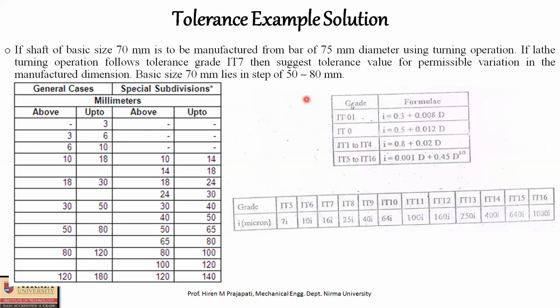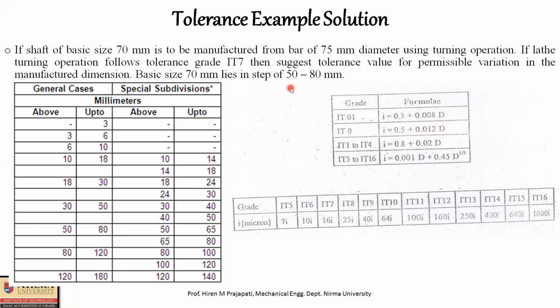After that, the different tolerance grade equations. Here different tolerance grade equations are given. We need to go for IT7. You can see here the IT7 equation is 16 times tolerance factor small i, and the equation of tolerance factor is given here. It is 0.45 times cube root of D plus 0.001 D. So we'll be using this equation to solve this problem.